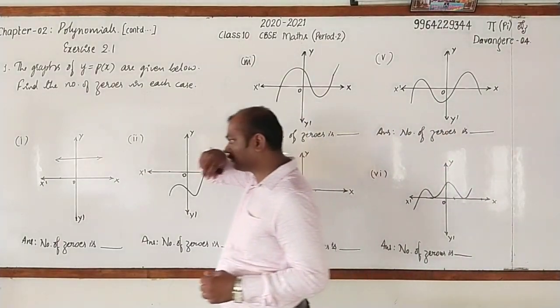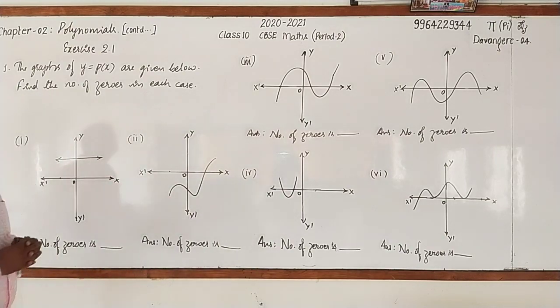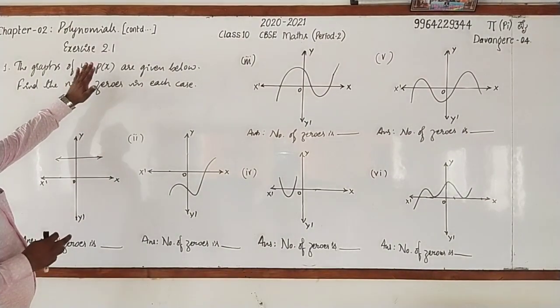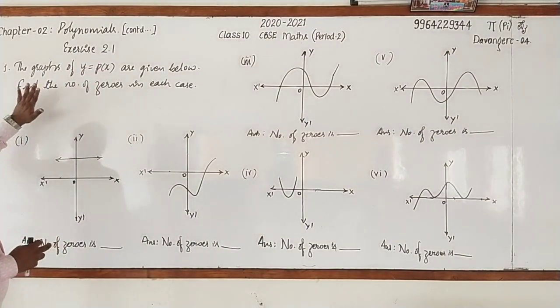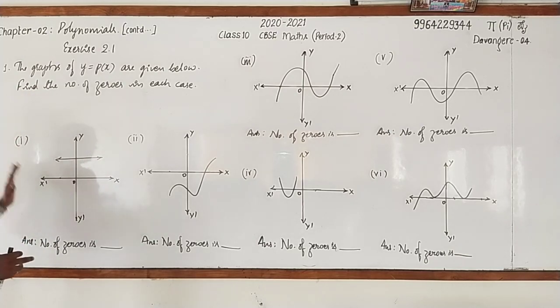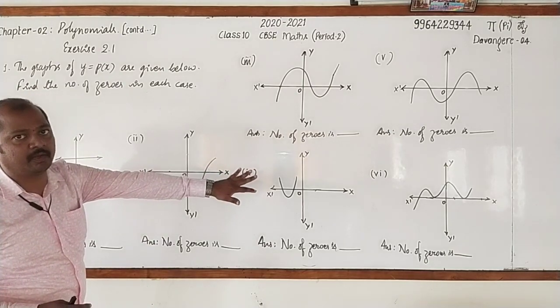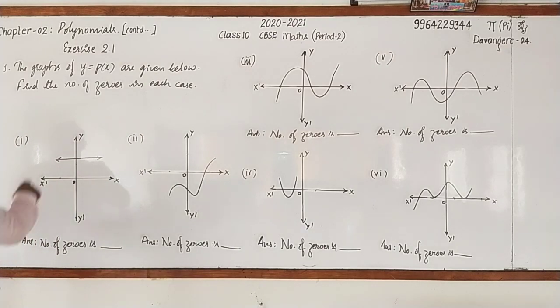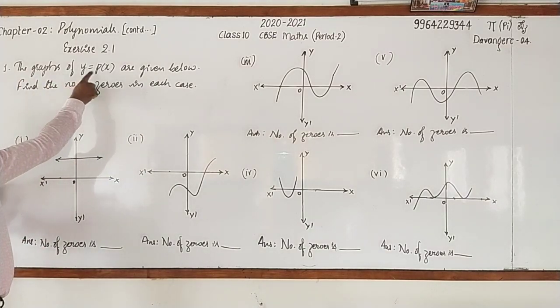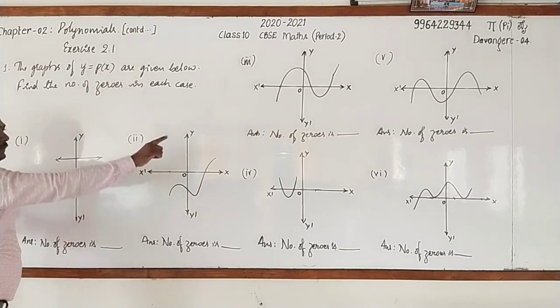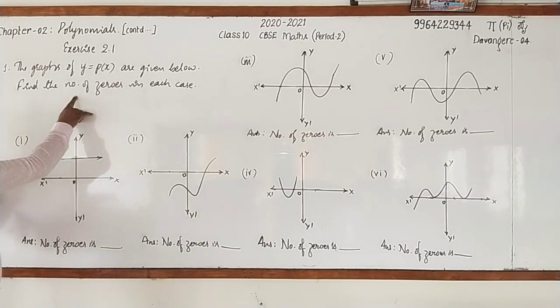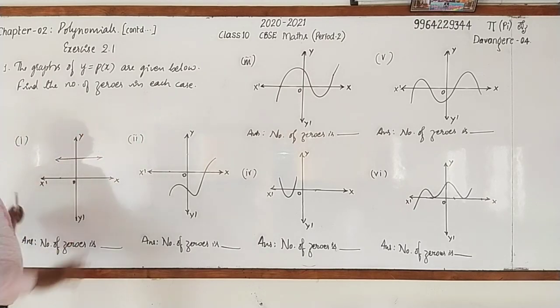Dear students, now we will move on to exercise questions. In this exercise 2.1, only one question has been given. In that 6 graphs are given like previous one. Let's go through the given statement. The graphs of y equal to p of x are given below. Find the number of zeros in each case.